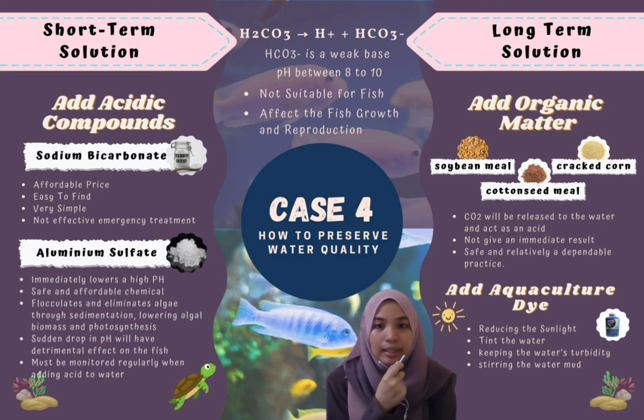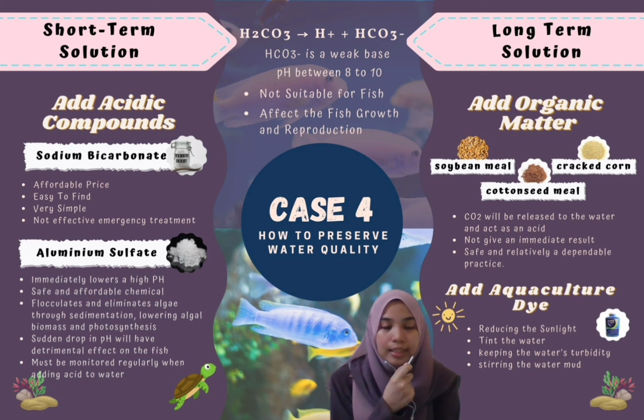Using herbicide to kill algae and plants helps in eliminating the pH problem. However, it will cause oxygen depletion and the accumulation of carbon dioxide and ammonia. Hence, it has more risk compared to using aquaculture dye.